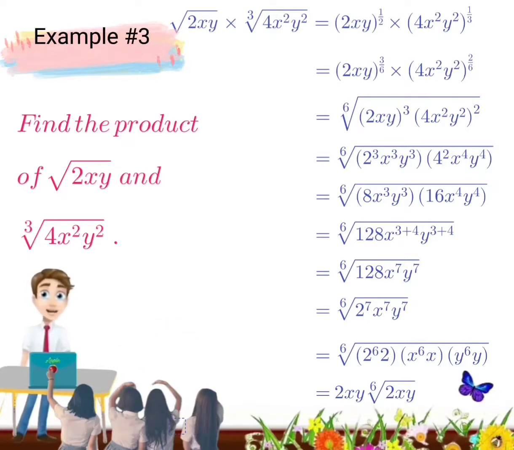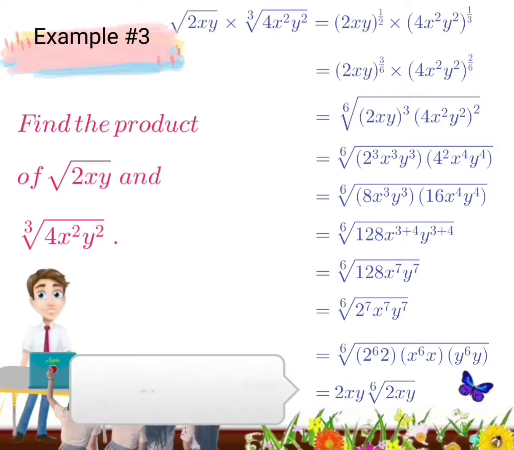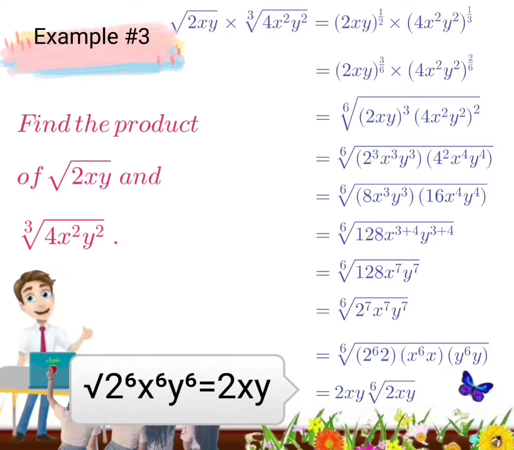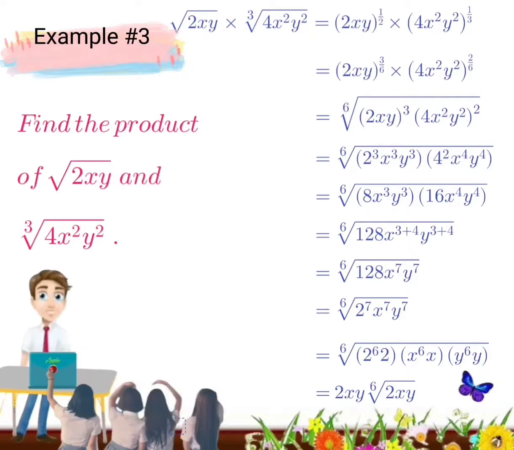So pulling out now all factors in the radicand with the exponent of 6, that is equivalent to 2xy, and then all the terms less than the index of 6, that is equivalent to 2xy also. So therefore the final answer is 2xy, the 6th root of 2xy.